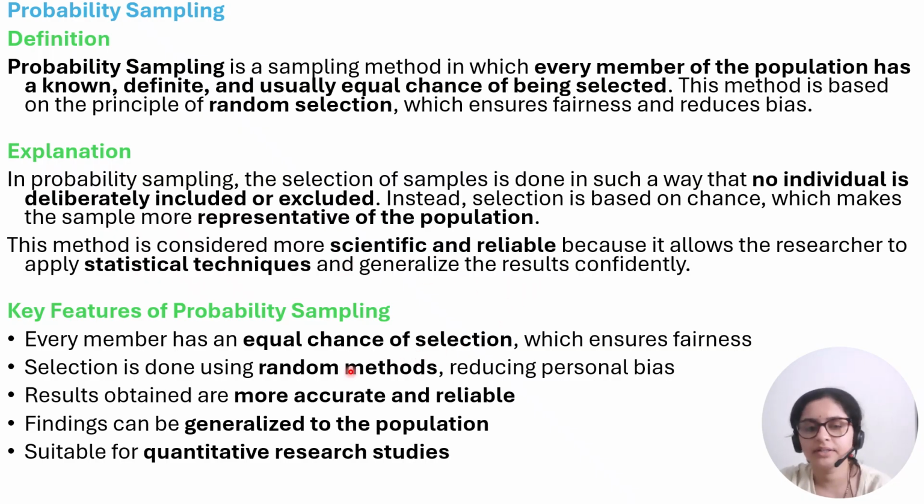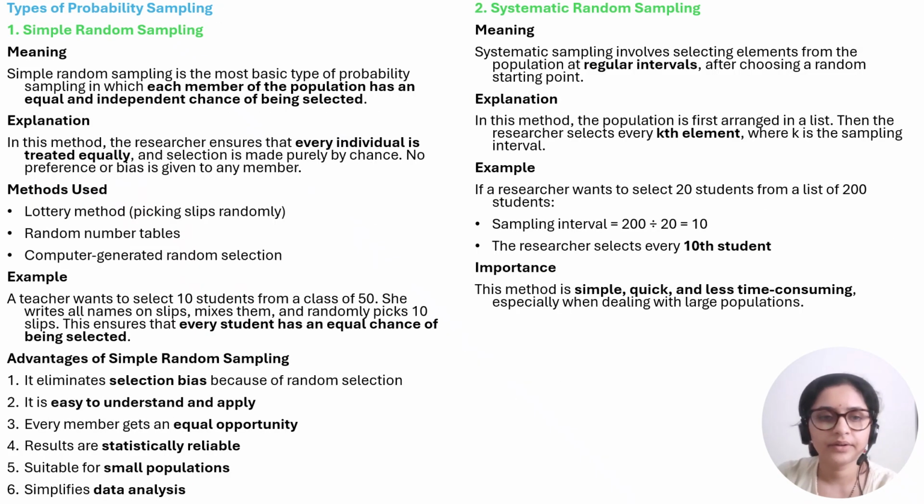What are the key features? Every member gets an equal chance of selection and it ensures fairness. Selection is due to random methods. The results obtained are more accurate and reliable. Findings can be generalized to the population and it is suitable for quantitative research studies. Types of probability sampling: simple random sampling and systematic random sampling.